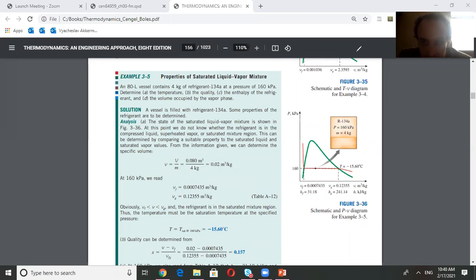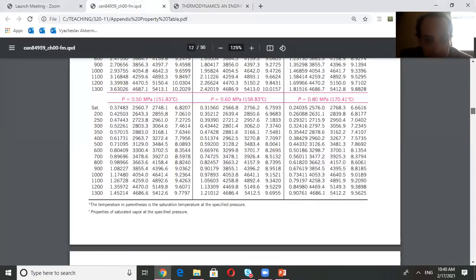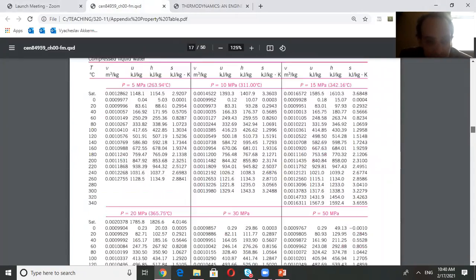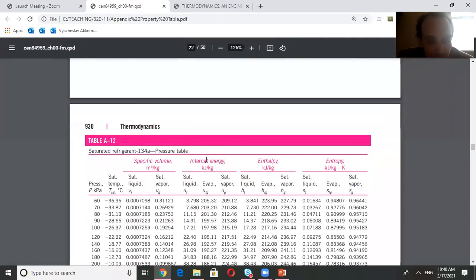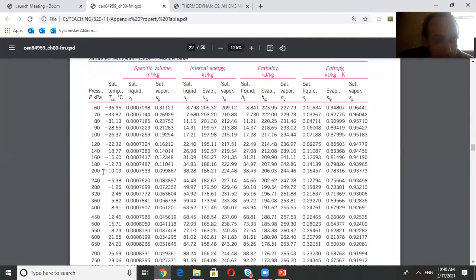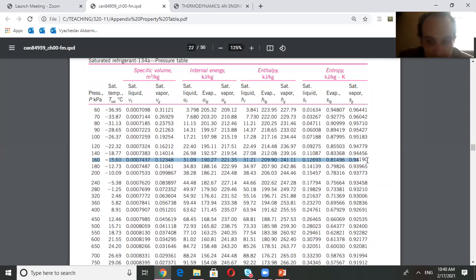So for instance, you go to, where are your tables? You go to table A12. Here is table A12. You know that your pressure is 160 kilopascals. So you talk about this line. And in this line, you know what you need. Here is your saturated temperature. And here are all the values you need, for instance, VF, VG, UF, UG, HF, AG.